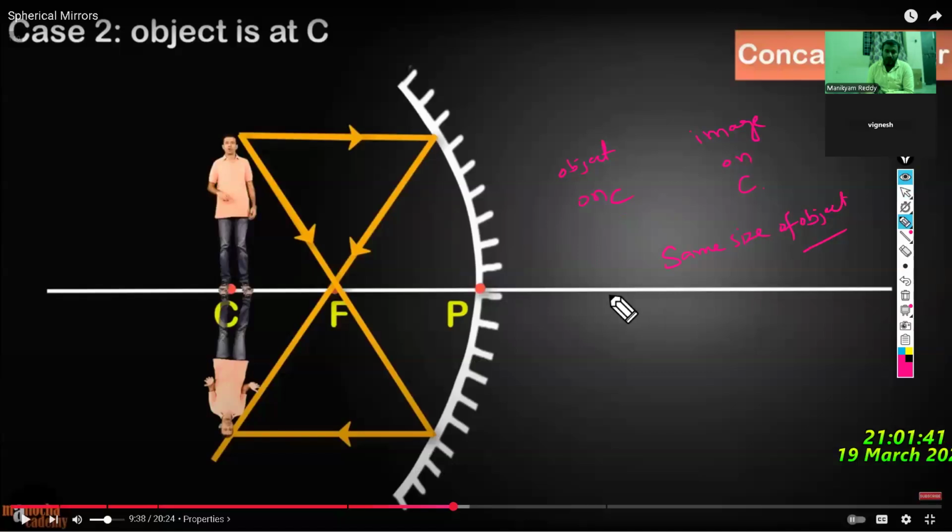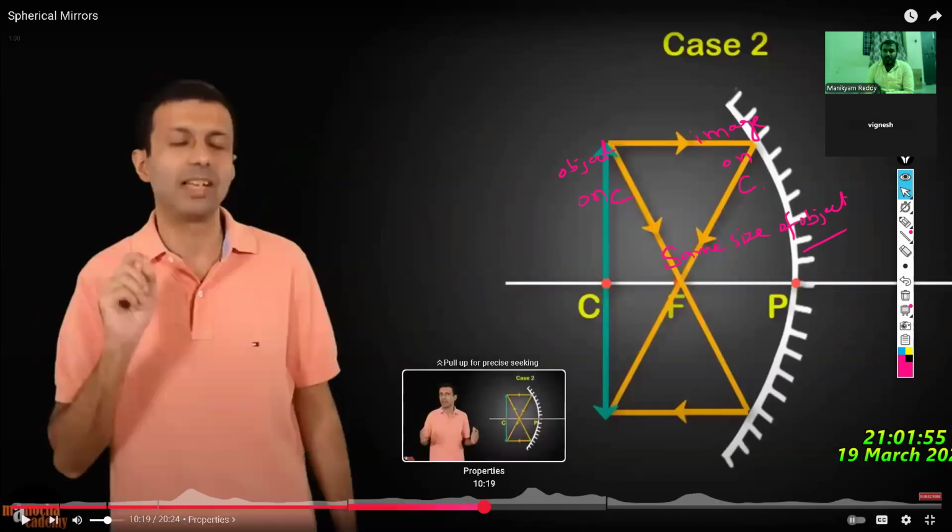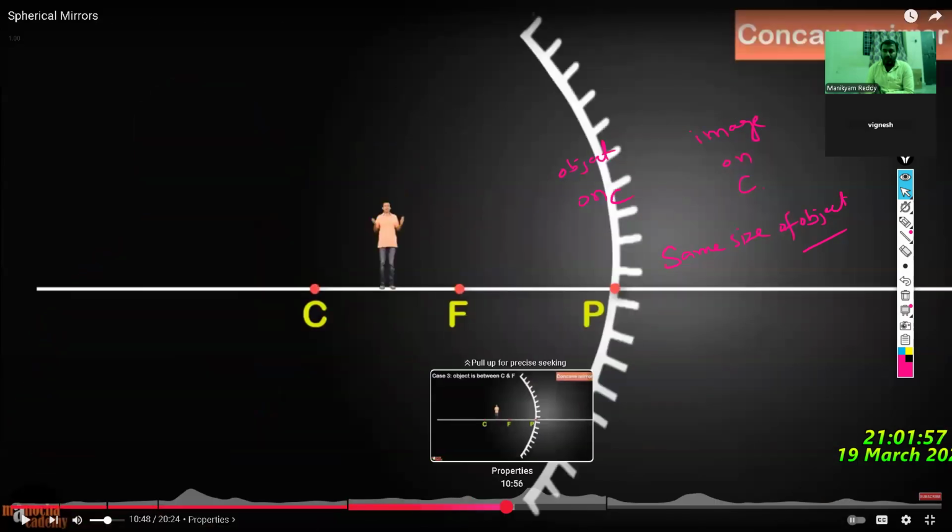Yes, sir. Okay. Object kept on C, image formed on C, the same size as the object, you are going to observe. Okay, next one. Object kept on C, image formed on C: real, inverted, same size at C.